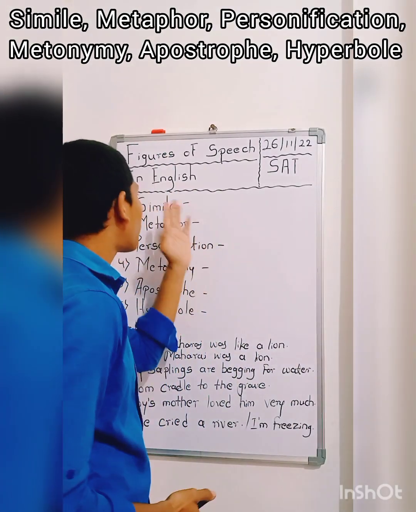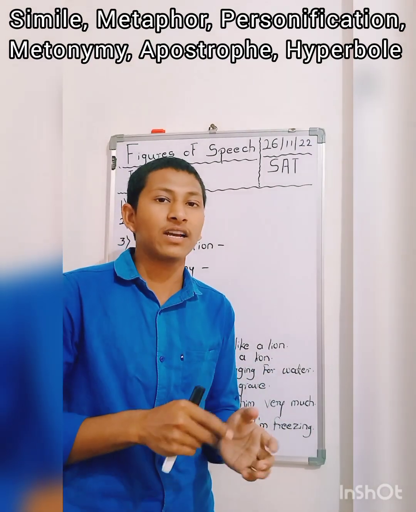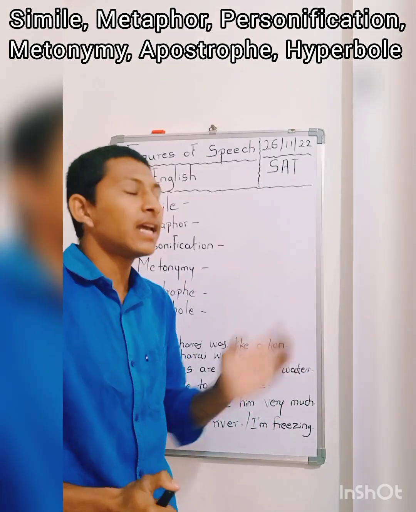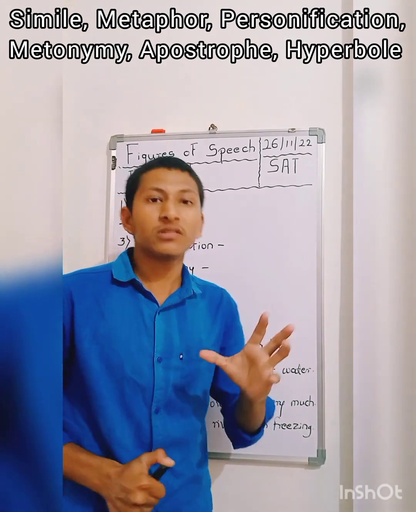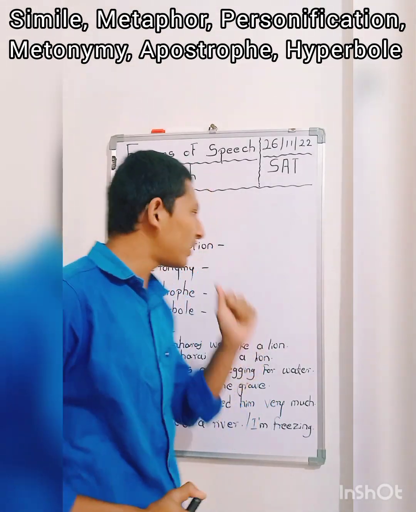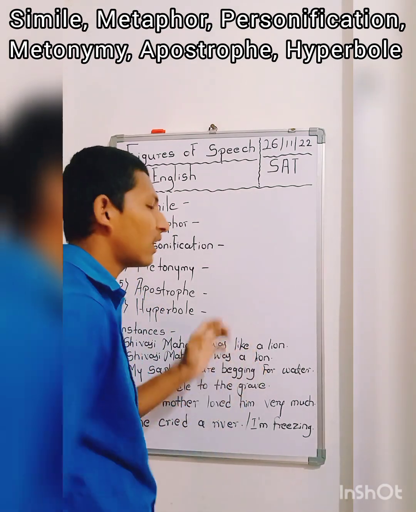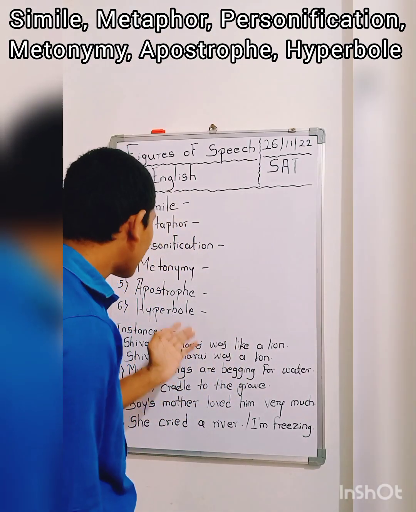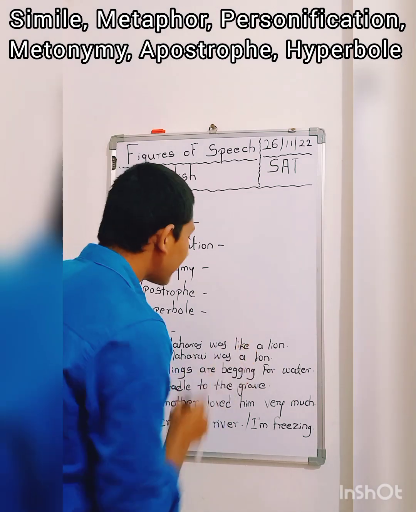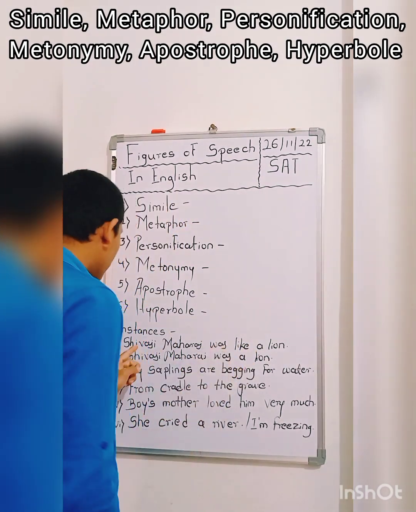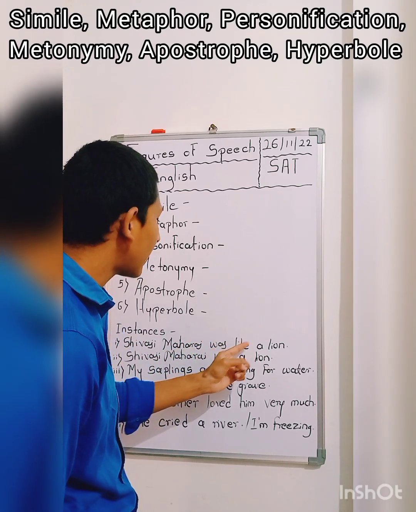But I have to describe the simile further. Simile uses as and like; these are the connectors which show the two things as alike. Here is the example: Shivaji Maharaj was like a lion. Here I have added only like, and that is the perfect one. So once again, the sentence is: Shivaji Maharaj was like a lion.